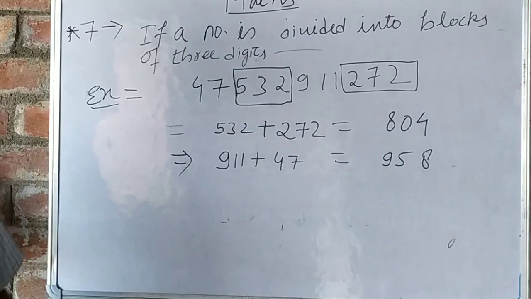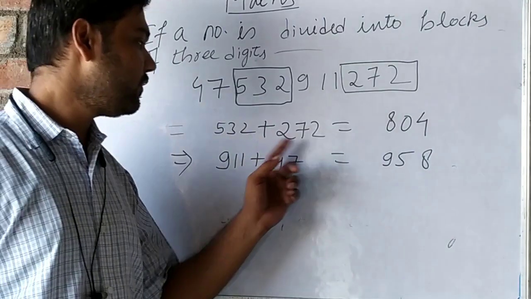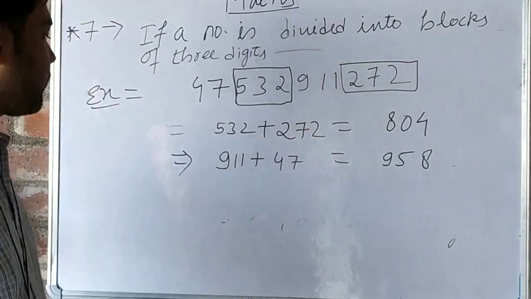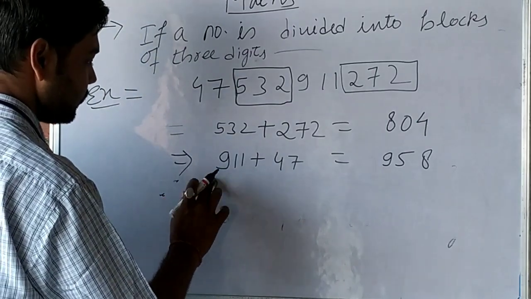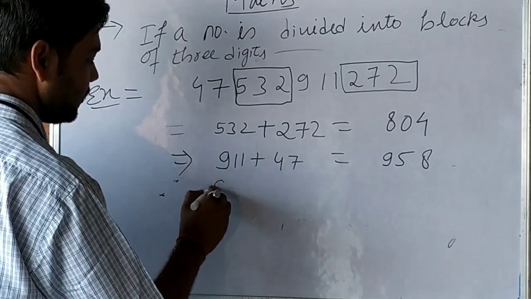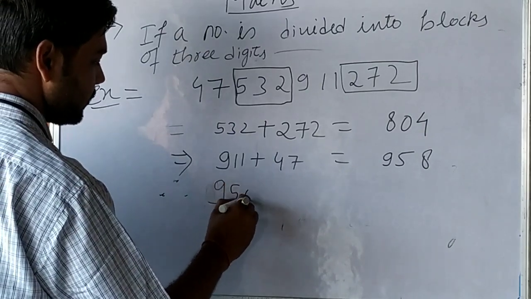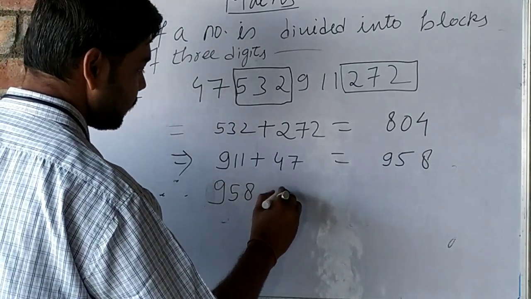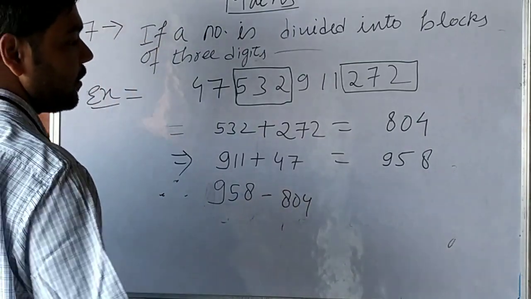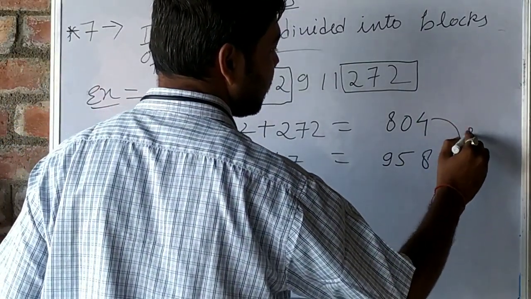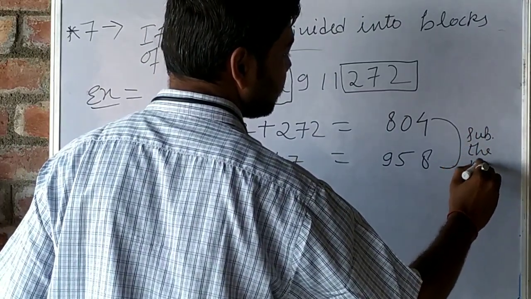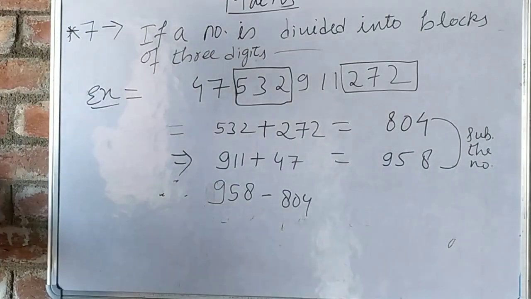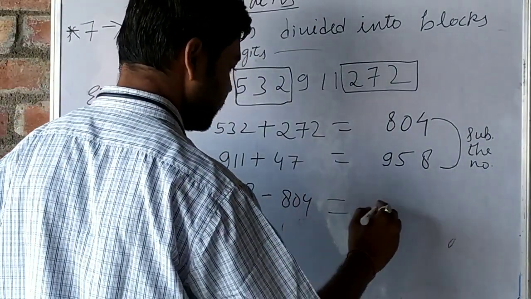Understand? Now what will we do? We will subtract the results of these additions. We will subtract 958 from 804. Understand? We will subtract the number. We have to subtract it. What will we have as the result?